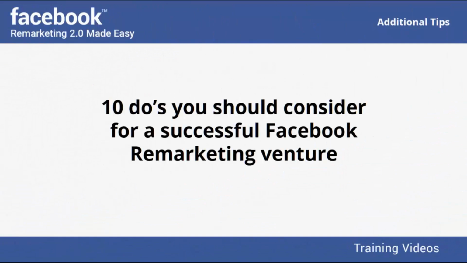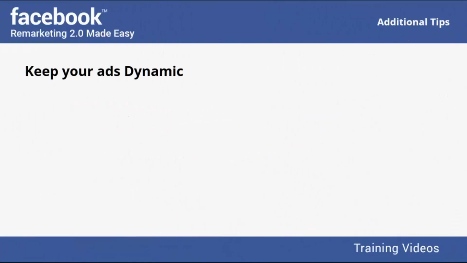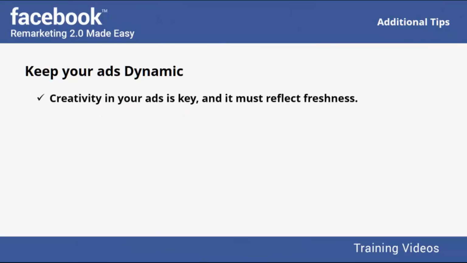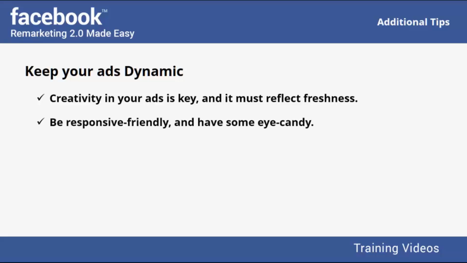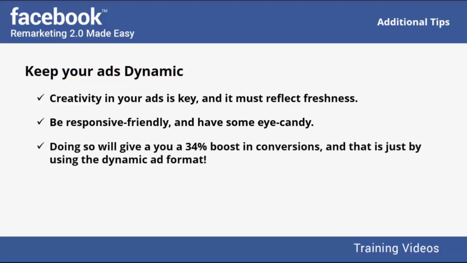10 do's you should consider for a successful Facebook remarketing venture. Keep your ads dynamic. Creativity in your ads is key, and it must reflect freshness. Be responsive friendly and have some eye candy. Using the dynamic ads format offered by Facebook instead of the old school static ad format will generate more clicks for you, guaranteed. Doing so will give you a 34% boost in conversions, and that is just by using the dynamic ad format. It is likewise great for remarketing purposes.